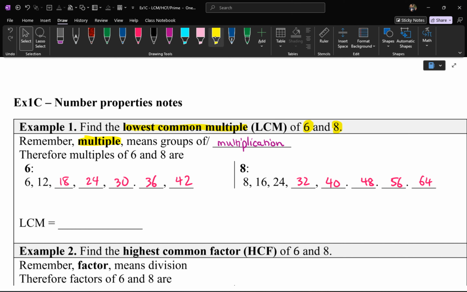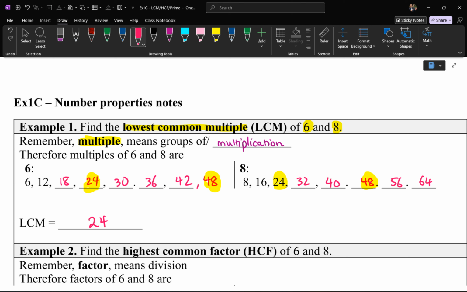So let's highlight what's common here. Okay, so I've got 24. They both have a 24. So they both have 24 in common. Well, actually, if I continued on a bit more, you would have seen the next one. There would have been 48 as well. That would have been in common as well. But we want the lowest common multiple. So clearly the lowest common multiple must be? 24. 24, very good.